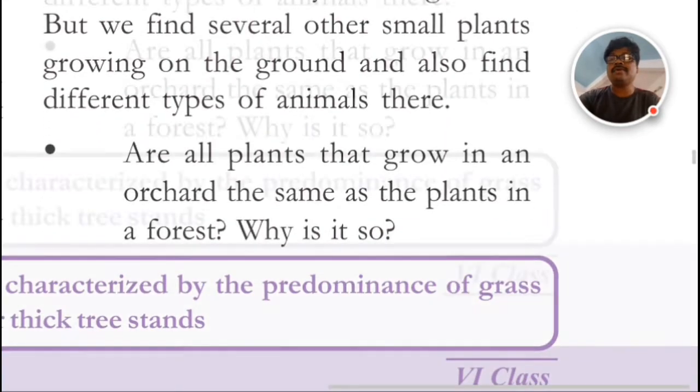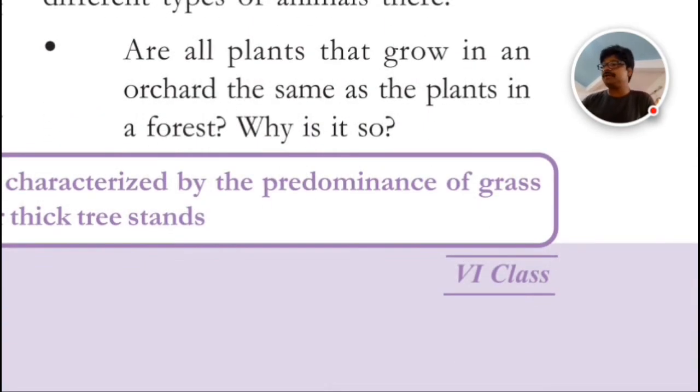So let's move forward. Another student is sitting before me. His name is Ashrid. Yeah, Ashrid, I will ask you a question. Are all plants that grow in an orchard the same as the plants in a forest? No, sir. No. Yes, you're right. Why is it so? Because farmers give water every time, and time-wise. But in the forest, they grow only naturally. They grow on their own, depending upon the seasons and nature. Nobody takes care of the plants in the forest, right? Yes. That is right. So we can say they are not the same.